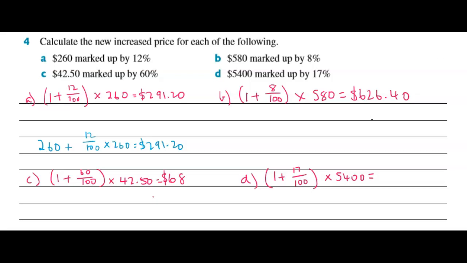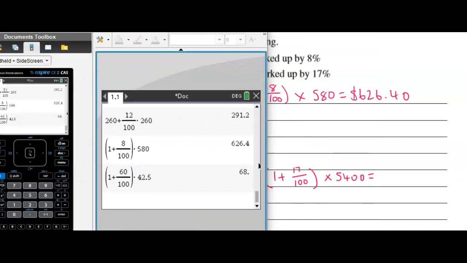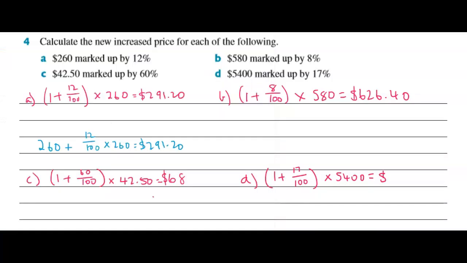And then D, scroll back over this side. So 1 plus 17 over 100 times 5,400, so 6,318. Now we are dealing with money, so we probably should write 0.00. Okay.